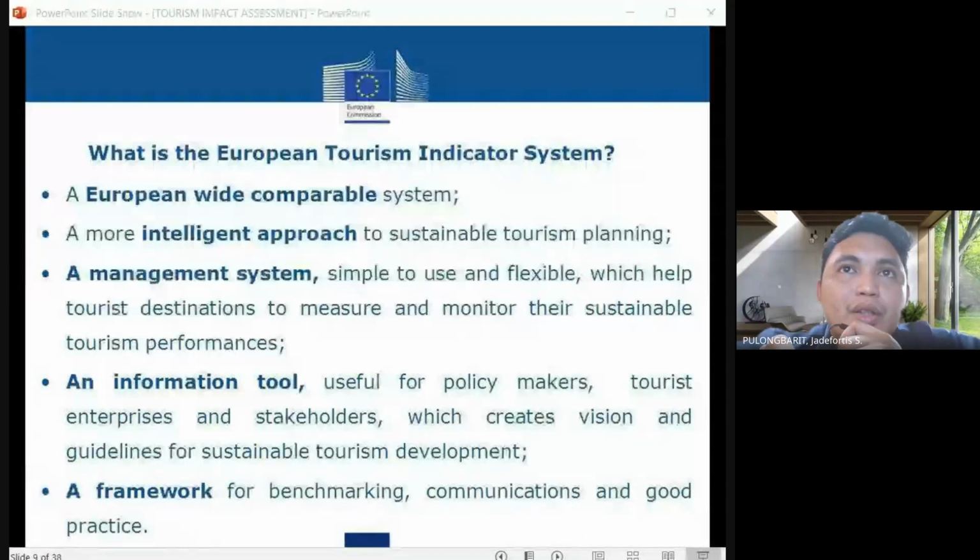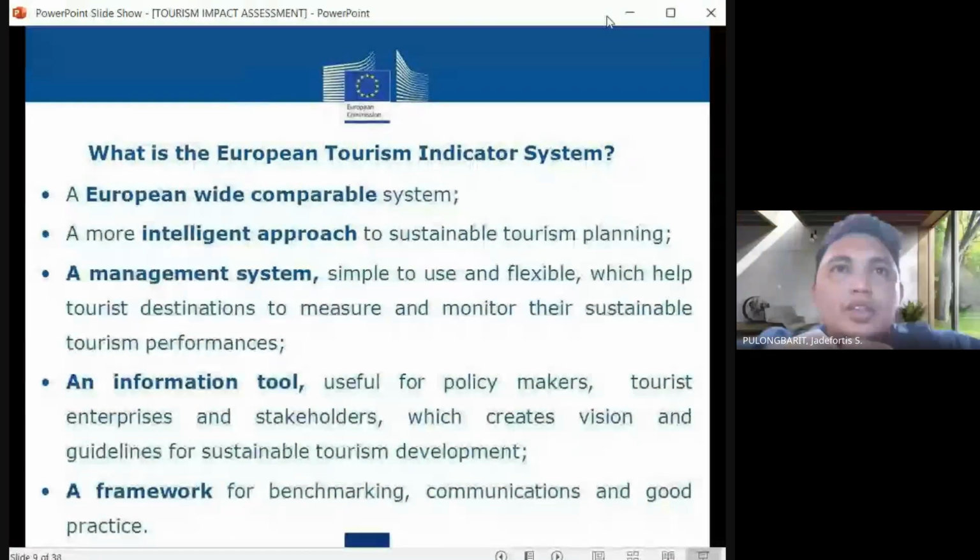So, actually, nagsimula ito noong 2013 with them helping the destination to monitor and measure their sustainable tourism performance by using a common comparable approach. Actually, ang European Tourism Indicator System is a voluntary management tool. Its monitoring results are based on self-assessment, observations, data collection, and analysis by the destination themselves. ETIS does not set minimum values to be achieved, and it does not provide any certification.